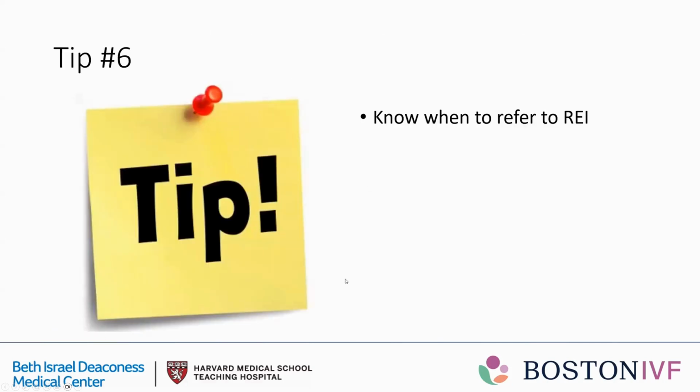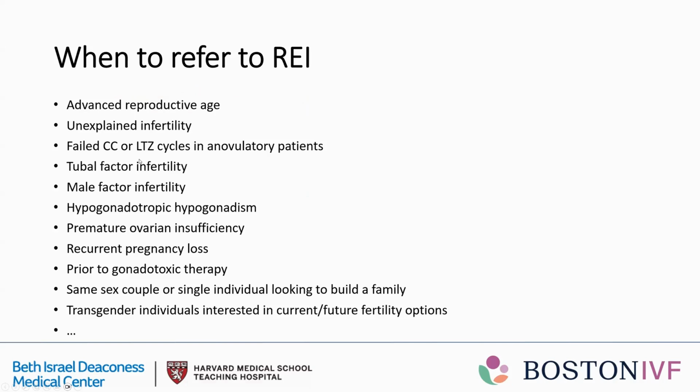And so this brings me to my last tip for today, which is to know when to refer a patient to REI. So this is a list that I just put together, and it by no means includes everything, but refer a patient to REI that is of advanced reproductive age, because like we just talked about with the 40 trial, they benefit from going straight to IVF as opposed to going through other modalities first. Patients with unexplained infertility, also like we just talked about, because they potentially would need more aggressive treatment, in the sense that they would need an IUI or IVF.